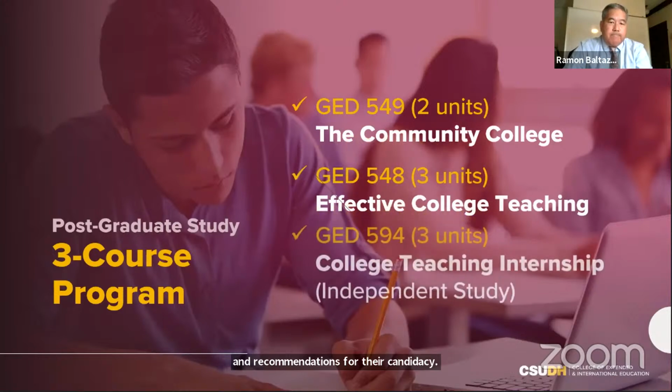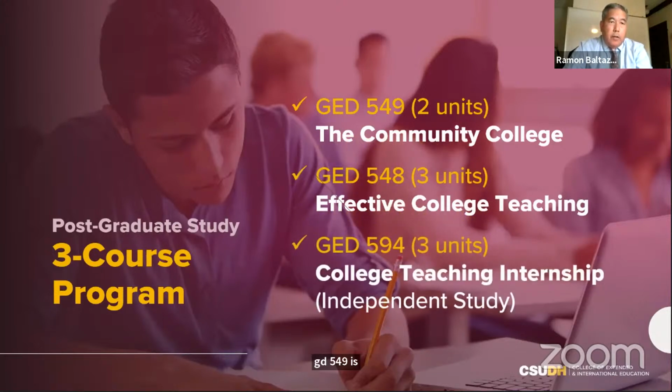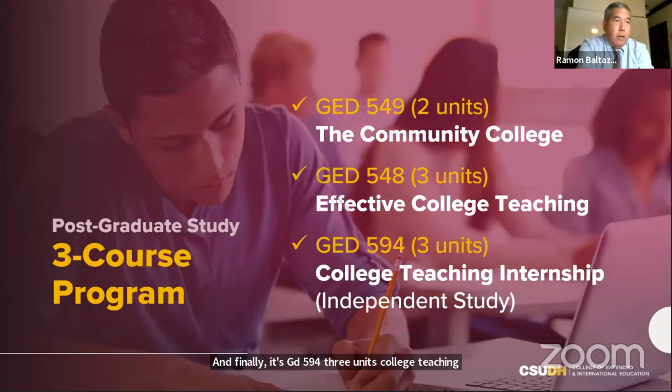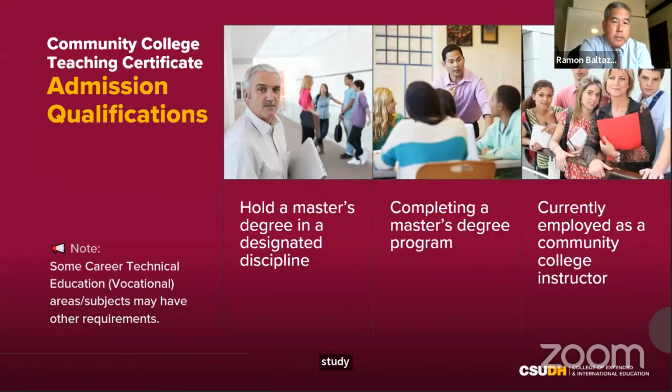The certificate is made out of 3 courses. GED 549, 2 units, the community college. GED 548, 3 units, effective college teaching. And finally, GED 594, 3 units, college teaching internship, which is the independent study. Then moving on to the next area.